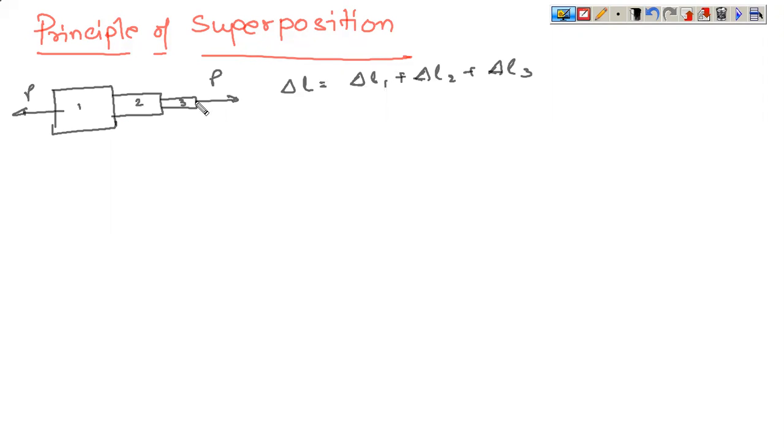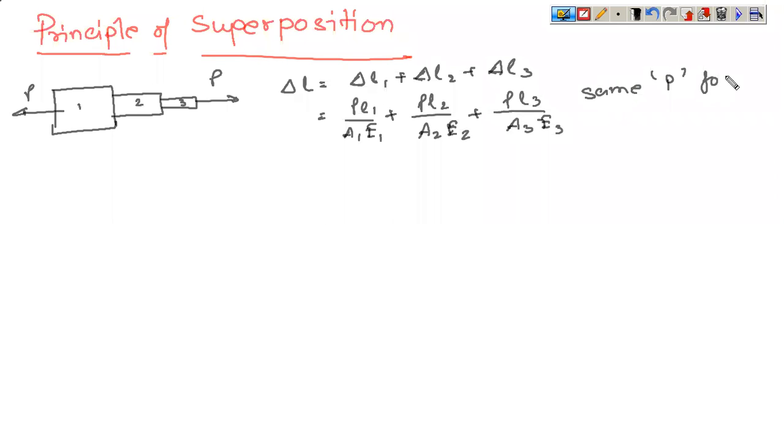So the load applicable in all the three cases was the same. So this was actually PL1 by A1 E1. Why E1? Because it can be made up of different materials also. So this is PL2 by A2 E2, and similarly for this you have PL3 divided by A3 E3. If you look at this equation, you can say that it carries the same load for all sections. That means the load applicable is the same for all the sections. All the sections are subjected to an equal amount of load.